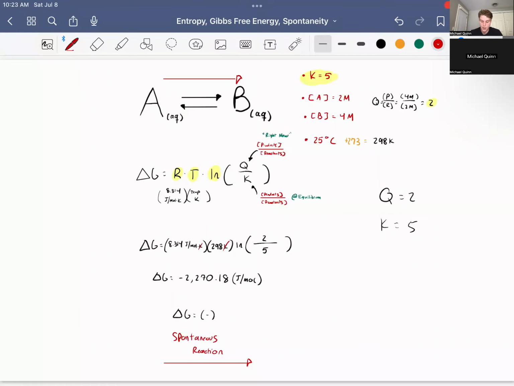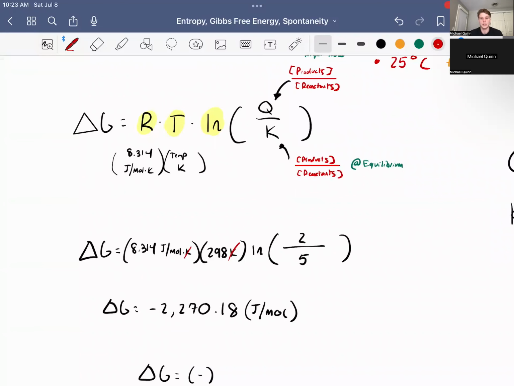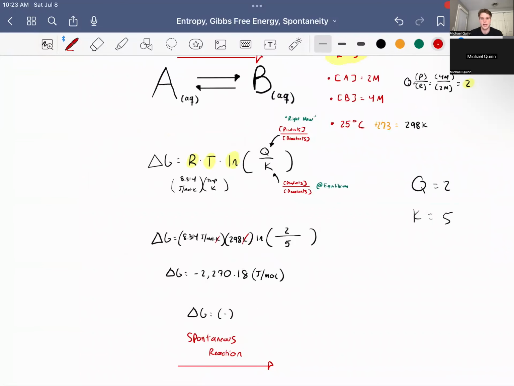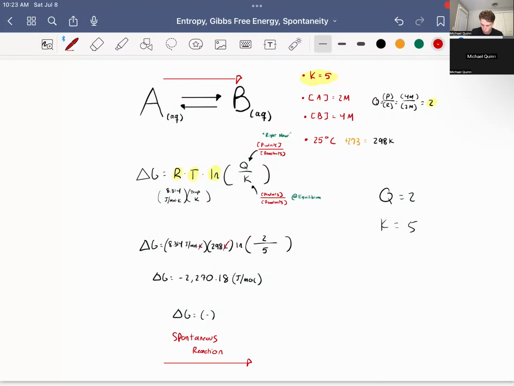So if we had got a delta G value that was positive, we would know that we would have to put in a positive amount of energy in order for A to proceed to B. So be careful when working with delta G to keep your signs correct, and make sure that you're using the correct units in order to get every unit to cancel out so you can get your answer in joules per mole.